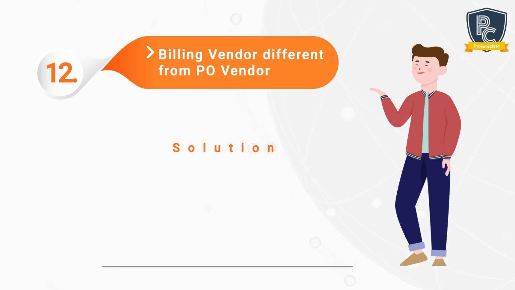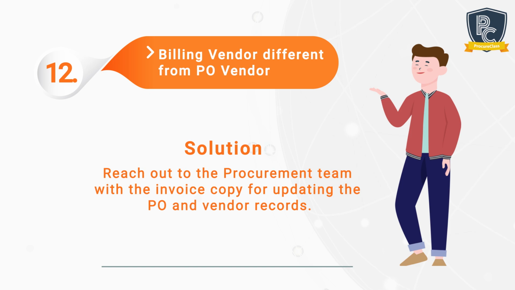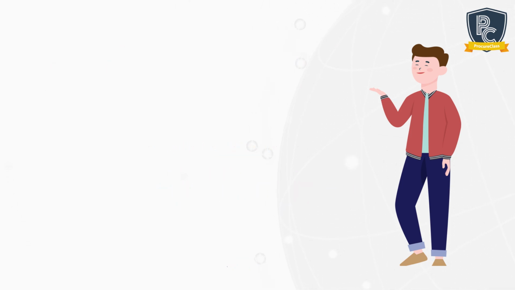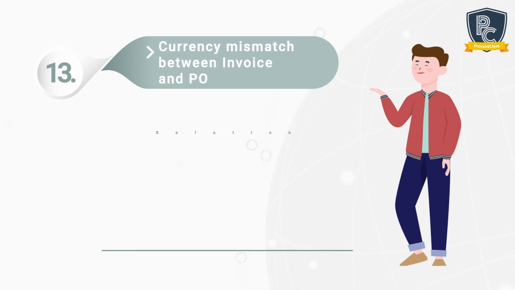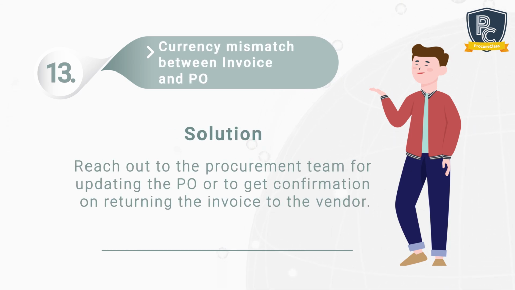Billing vendor different from PO vendor. Reach out to the procurement team with the invoice copy for updating the PO and vendor records. Currency mismatch between invoice and PO. Reach out to the procurement team for updating the PO or to get confirmation on returning the invoice to the vendor.